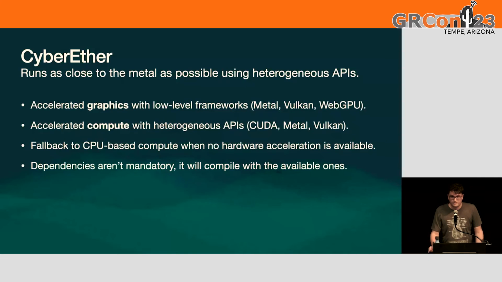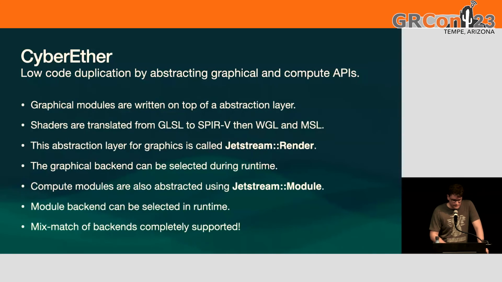Dependencies are not mandatory, so when you are building the project, you don't need to install all the dependencies to build. Just the minimal dependencies, like one graphical backend, one compute backend, and some very, very little dependencies for it to build. So again, low code duplication here, and the graphical modules are built upon an abstraction layer that abstracts away the API. So the same code that you program a module with will be applied to Metal, Vulkan, and WebGPU with this abstraction layer. It's a render.